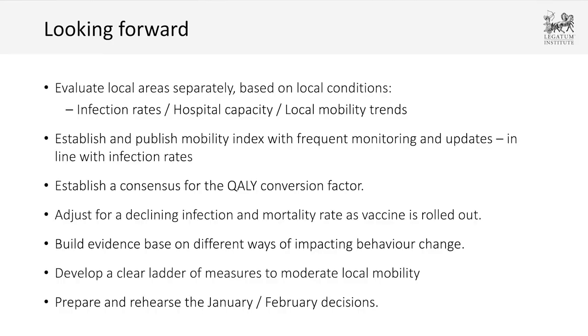And from that point of view, we would be saying, looking forward, evaluate locally. Look at local infection rates, local hospitalizations, local mobility. We also think it's really important to publish a local mobility index alongside infection rates, and actually start to develop a proper, well-grounded measurement of the level of mobility and mixing so that it can get reported and recorded on a real-time basis. Then establish a consensus for the quality conversion factor. The quality-adjusted life year is a critical part of this. And until we understand what we're paying for it and how we balance it, it'll be very hard to have a reasoned debate about the right thing to do.